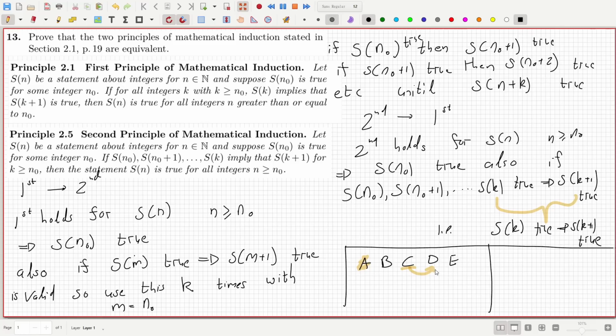If that is valid, then it means you can say, okay, well, if the first one is true, the second one is true, and the second one is true, it means the third one is true. And if these three are true, then the next one is true. So that's kind of how it appears to look like the strong one.